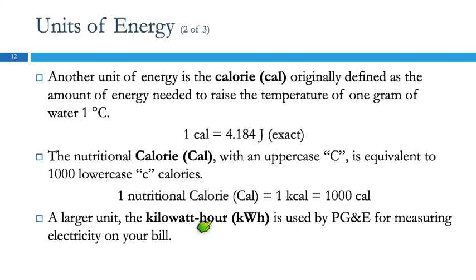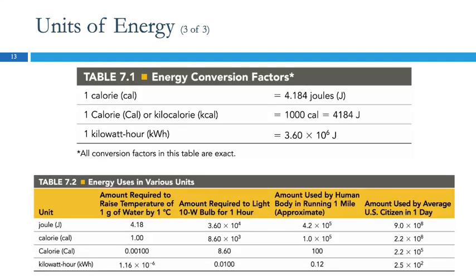There's a larger unit called a kilowatt hour, kWh, and that's what PG&E uses to measure the electricity that you're using on your electric bill. So this just gives you some relationships between calories and joules, big calories and little calories, and kilowatt hours. And this is interesting because it shows some different activities and how much energy those would use. So let's see, like the amount of energy used by a human body running 1 mile. That would be 4.2 times 10 to the 5th joules, or 1 times 10 to the 5th calories, the regular, or 100 nutritional calories. But in kilowatt hours, it would be 0.12. So just different units of energy.